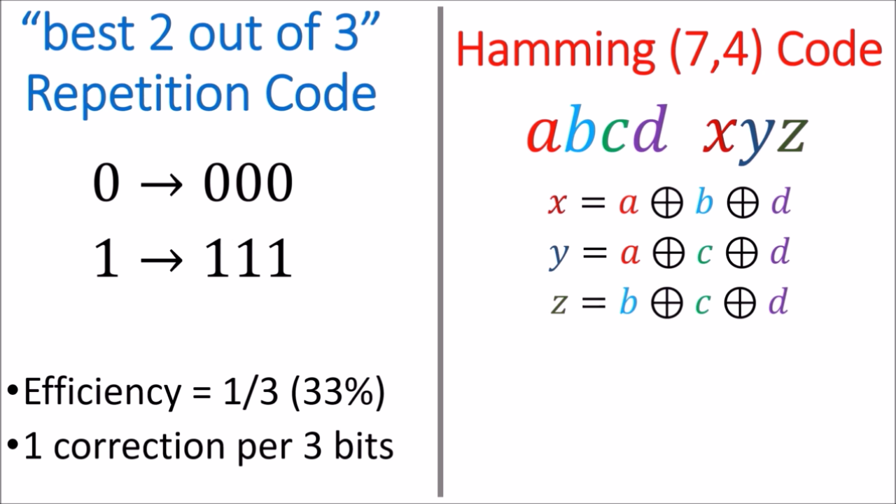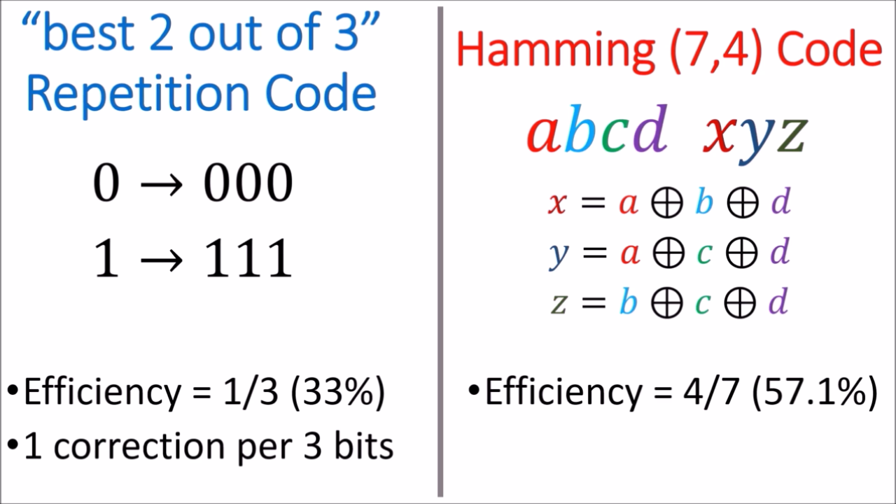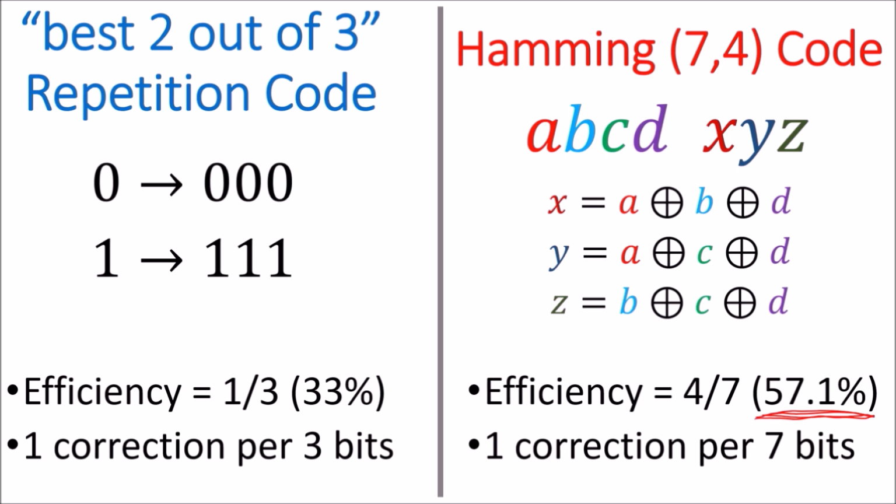The Hamming 7,4 code has a transmission efficiency of 57.1%, and we can do 1 correction per 7 bits. Even though we can't correct as many bits using the Hamming 7,4 code, it has a significantly better efficiency, so we can send the same message using fewer bits. And correcting 1 out of 7 bits is still pretty good, and in a lot of cases this will work out just fine.